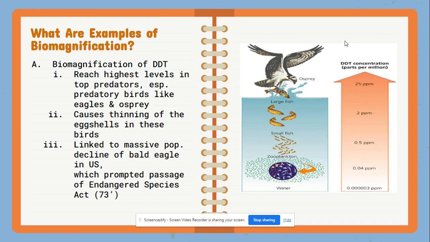And as a result, this caused thinning of the eggshells of those eagles and ospreys, which led to a massive decline in population because they were no longer able to properly reproduce. So this prompted what's known as the Endangered Species Act and obviously the phasing out of DDT. Once we started to see this, we saw the populations of especially eagles kick back up.